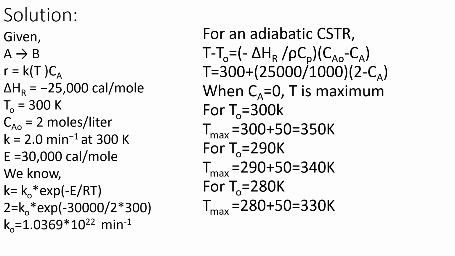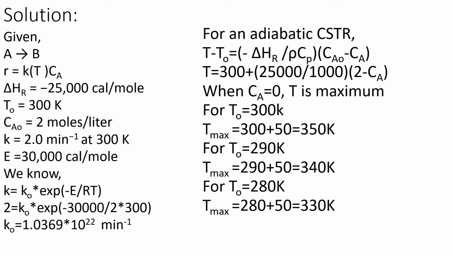So I've considered a first order reaction with the given heat of reaction. The initial temperature is 300 Kelvin, and with all the given data, we know the formula k equals k naught exponential of activation energy divided by universal gas constant times temperature. So I was able to calculate k naught from the given data, which is 1.369 times 10 to the power of 22 per minute.